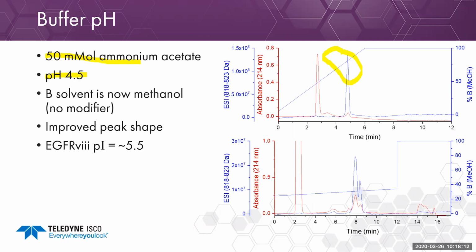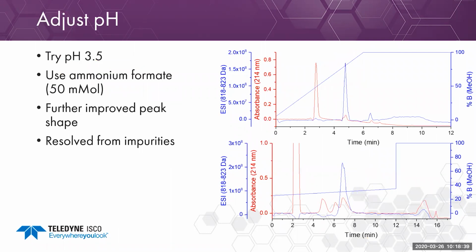And now the focus gradient works first time. I also see a greatly improved peak shape in which everything is now concentrated in only 2 major peaks over here. However, I calculate that this particular peptide has a pI of about 5.5. I'm at pH 4.5. So let's see what happens if I run a lower pH.